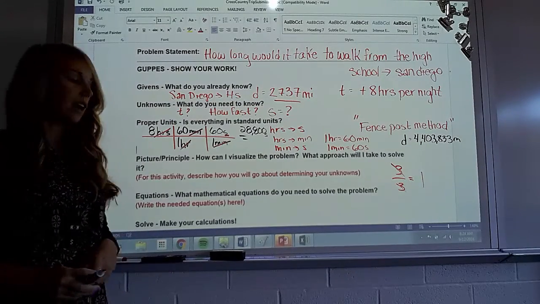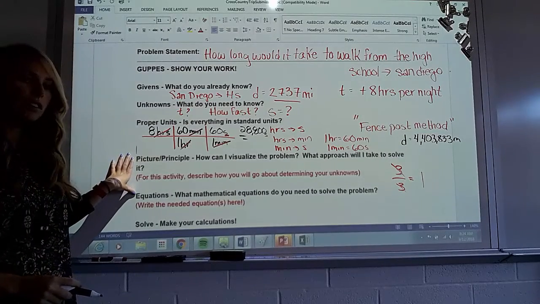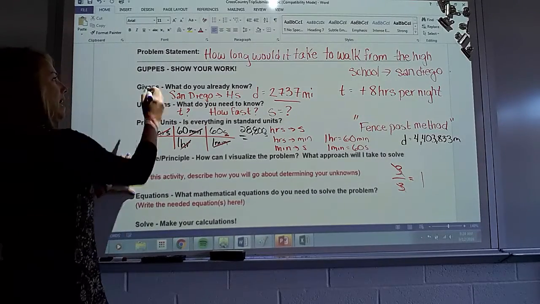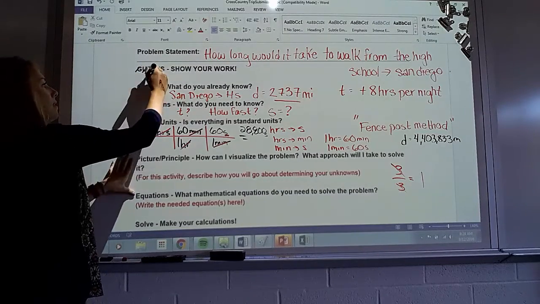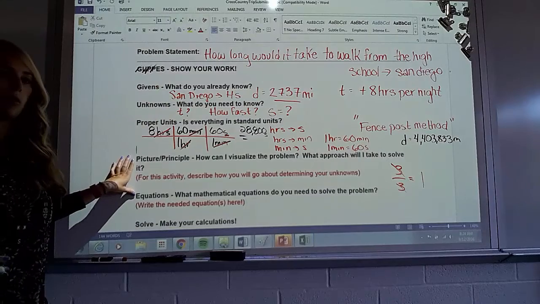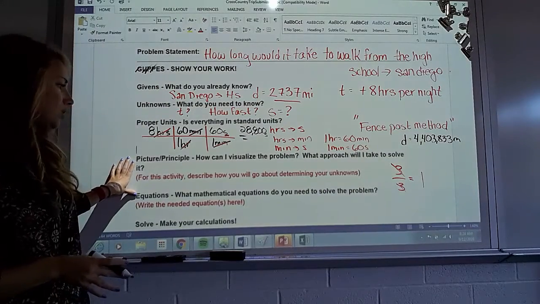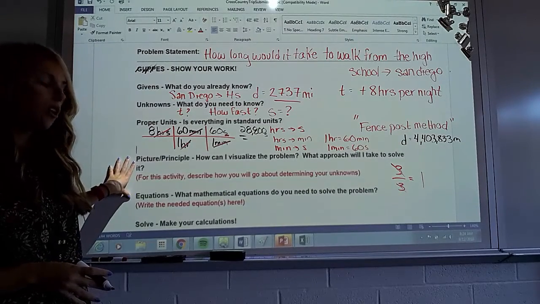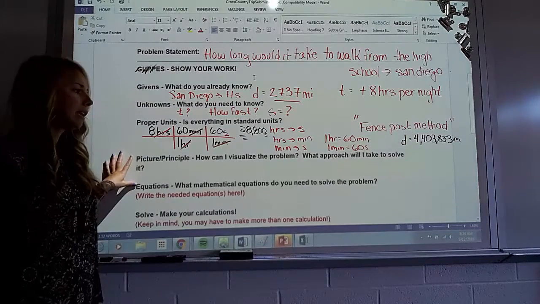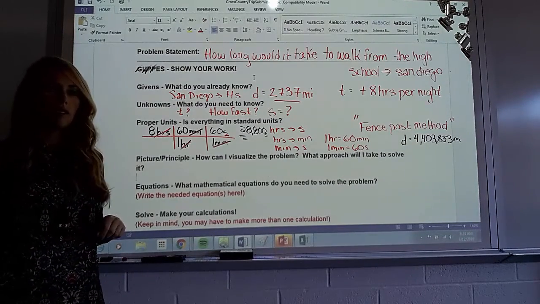All right, moving on. The next part of GUPPES is the picture and principle. So again, we did the G, U, proper units. Now we're doing picture and principle. What is our strategy here? How are we going to solve this question? So here, you're going to tell me, how are you going to determine how long it will take you? So how can I visualize the problem? What approach will I take to solve it?